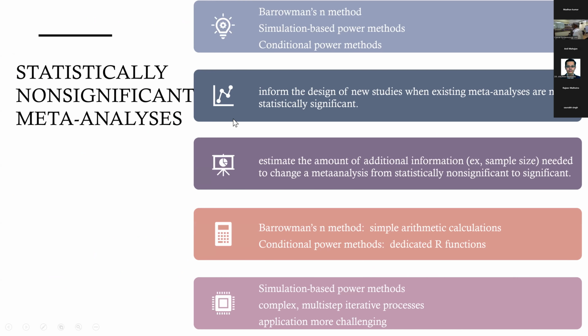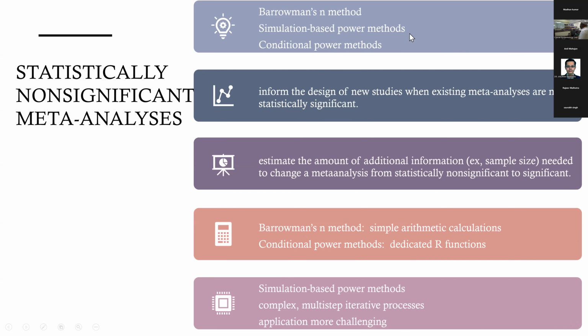There are 3 methods which are recommended. One is called Barrowman's N method, which is very similar to the fail-safe method, a slight variation. You just need to do some simple maths. I gave you that example. Did you have to do any maths to find the fragility index in the example? No, just add 1 and see what happened. That's it, finished. Similar to that is Barrowman's method. The conditional power method can also be used for non-significant meta-analysis, and R is a software which can help you with that.